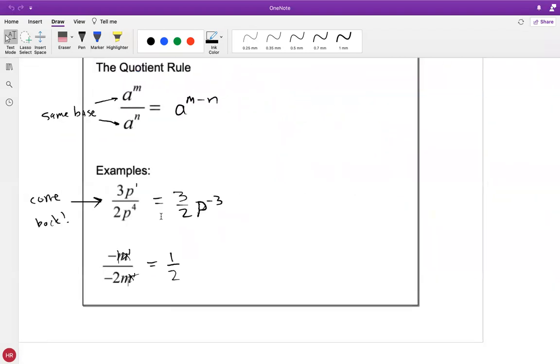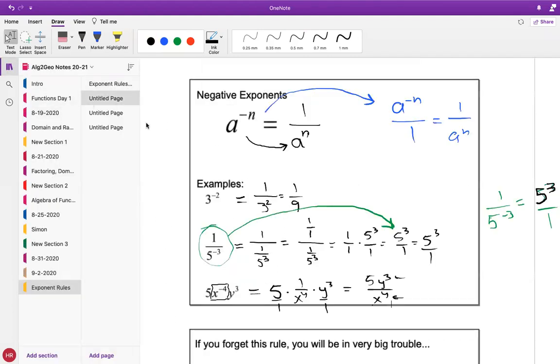Let me jump back to this one real quick. Like I said, this is 3 halves p to the minus 3. And that minus 3, because this is not written as a fraction, you could think of this as p to the minus 3 over 1. And that negative means that this thing should go to the bottom as a positive. So it's 3 halves times 1 over p to the third. Remember, it goes to the bottom and it becomes positive. Then if you multiply these things together, you get 3 over 2p cubed. So I think it's easier to think about negative exponents as being on the wrong side of the fraction line.